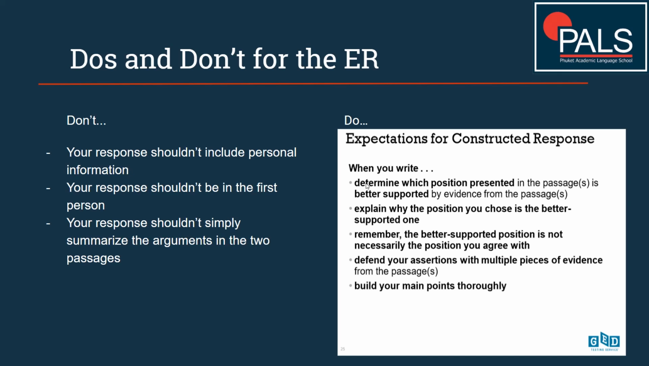So if you're saying the writer in passage A has the better supported article, why is that? Why are his arguments stronger? What's stronger about them? Is it that he is an authority on the subject? Is it that he uses direct quotations from other experts to back up his argument? Or does he use statistics from very, very reliable sources to back up his arguments? What is it about his argument that makes it better supported?